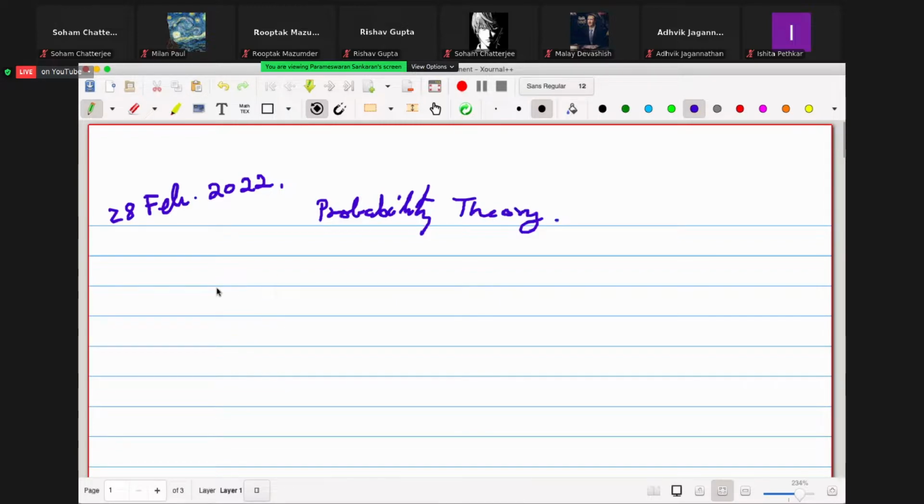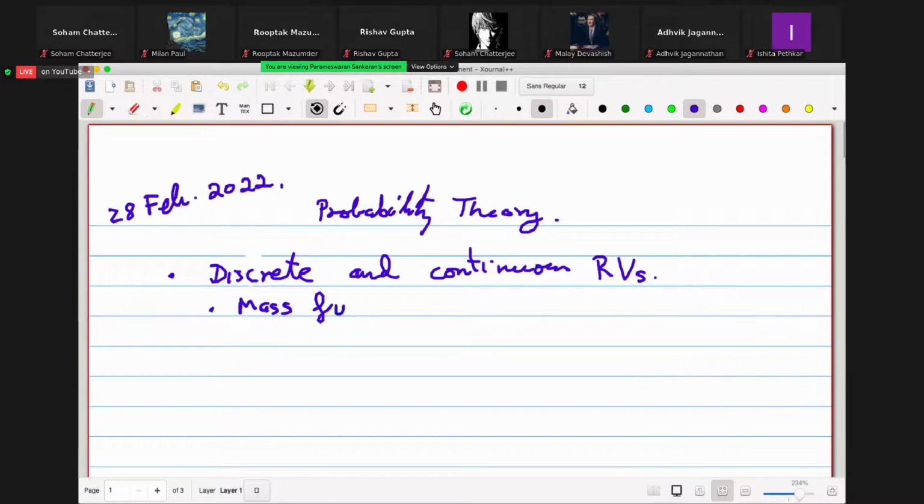Okay, so let me recall. I introduced the notion of discrete random variable and continuous random variable. We also had this notion of mass function, also called a probability mass function.